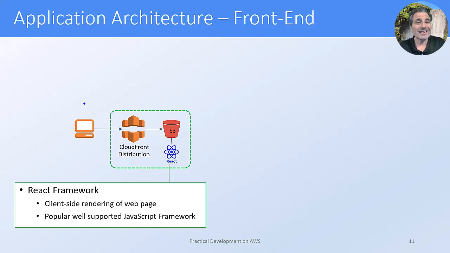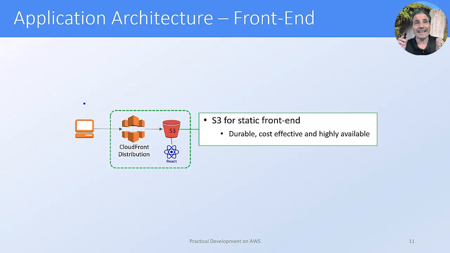But one of the nice things about the client-side rendering is that I can now use S3 for my front end because, hey, I don't need a server to generate my HTML and JavaScript. And with S3, I'm going to get that cost-effective, scalable, high availability environment. And yeah, it's a pretty easy choice if I'm going with a static type of web page.